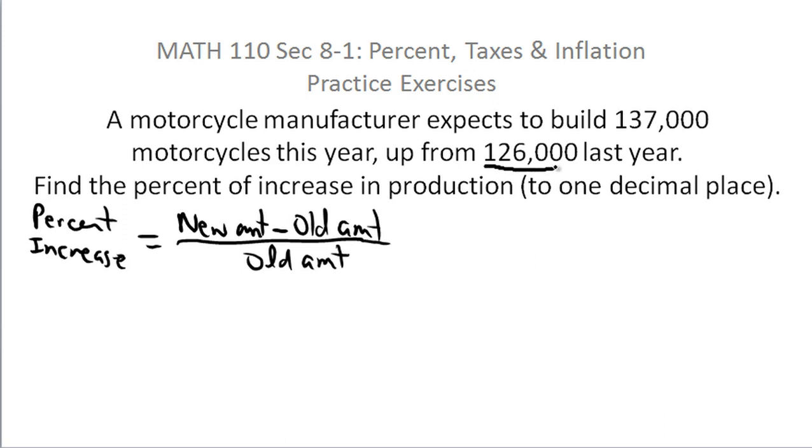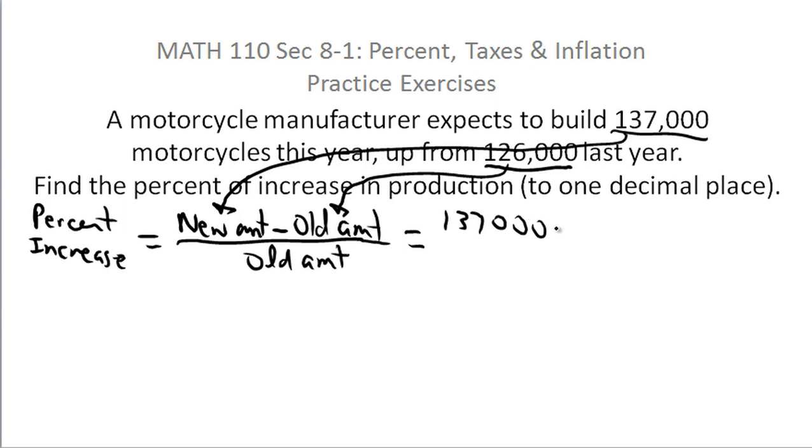it was up from 126,000, so 126,000 was the old amount. It went up to 137,000, so that's the new amount, and obviously the battle is won now if you're careful with the arithmetic. So you've got the new amount, 137,000, minus the old amount, 126,000, over the old amount, 126,000. So take your calculator, and when you subtract up top, you get 11,000.